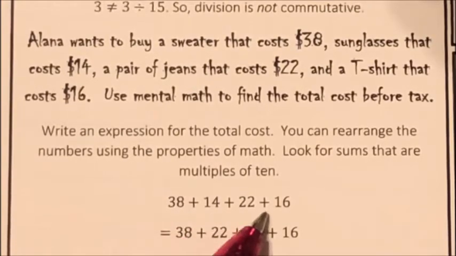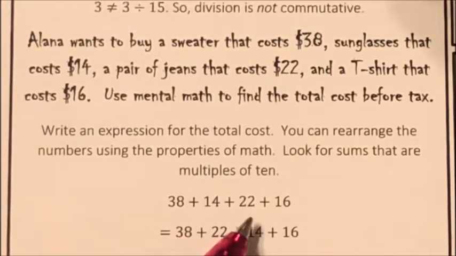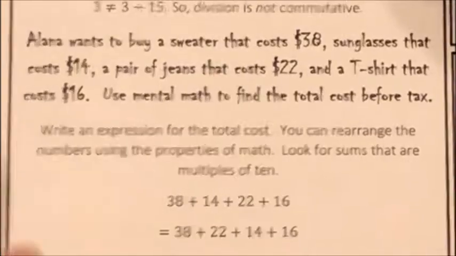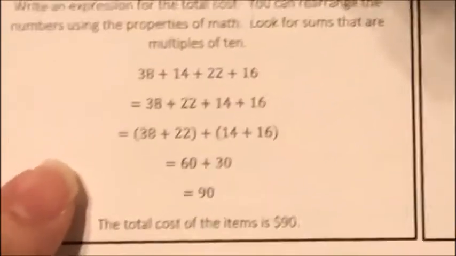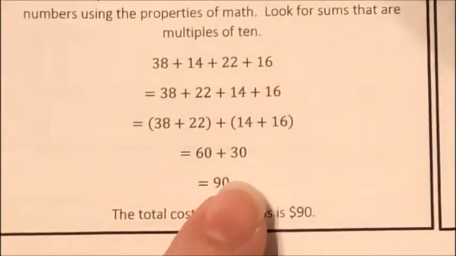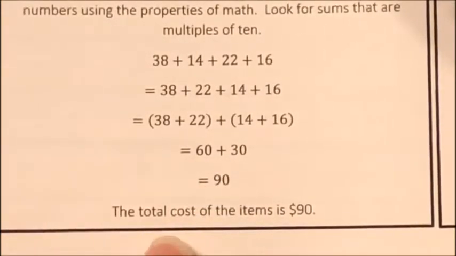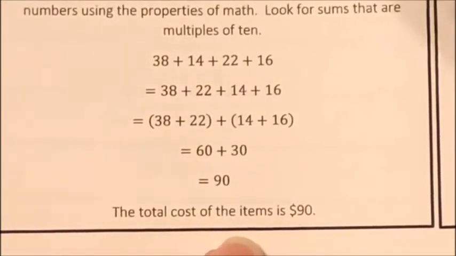So 38 plus 14 plus 22 plus 16. I know 8 and 2 would give me 10, so I'm going to group them together. And 4 and 6 would give me 10, so I'm going to group them together. 38 plus 22 is 60. 14 plus 16 gives me 30. So 60 plus 30 is 90. So the total cost of the items is $90.